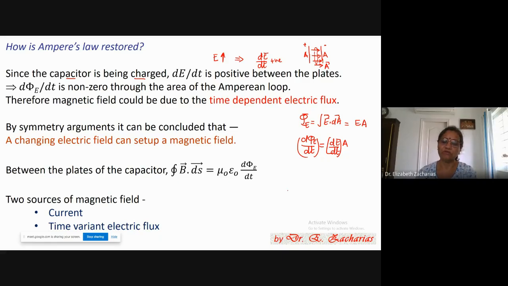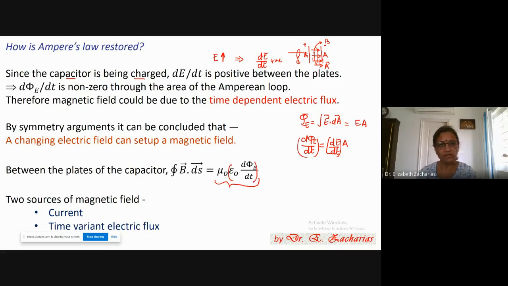what we'll now do is, we will consider the space between the two plates. And just as there was magnetic field here, we'll say that if we have some imaginary region between the two plates, and if you take an area parallel to the two plates, then you're going to find a magnetic field between the two plates also. And how do you get that magnetic field? That magnetic field will be given by Ampere's law. Integral B dot ds is equal to mu naught epsilon naught d phi E by dt.